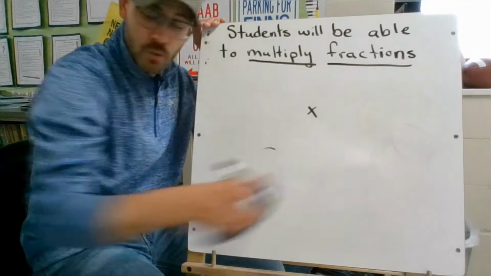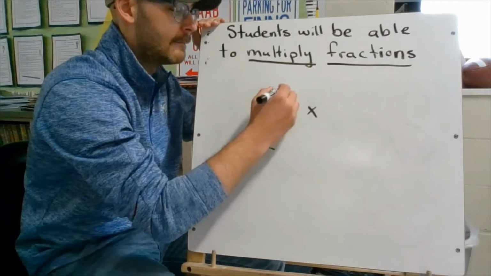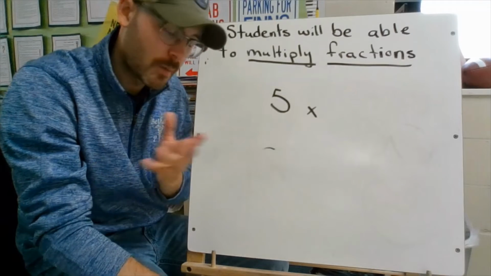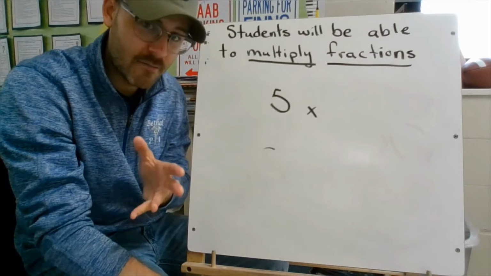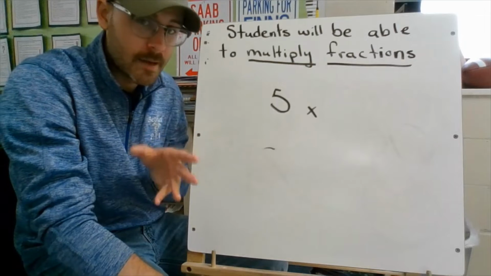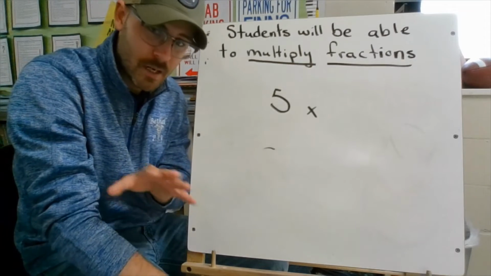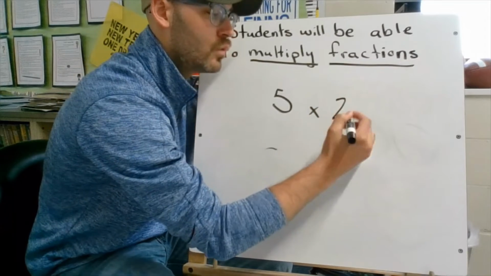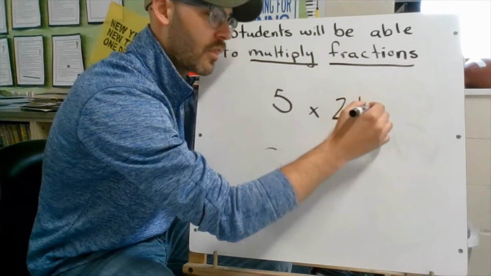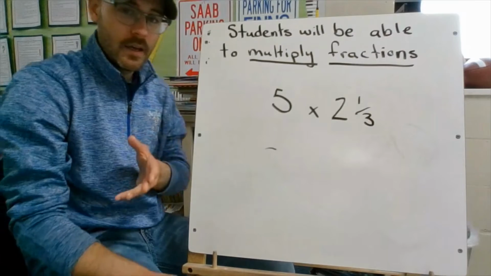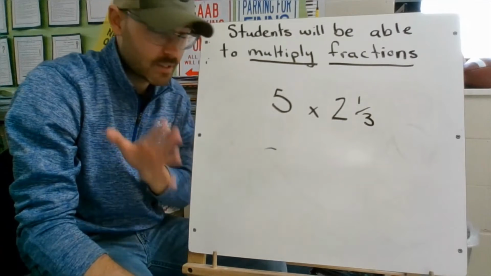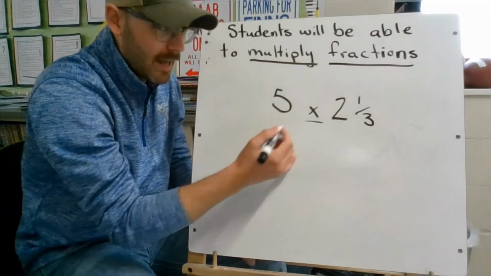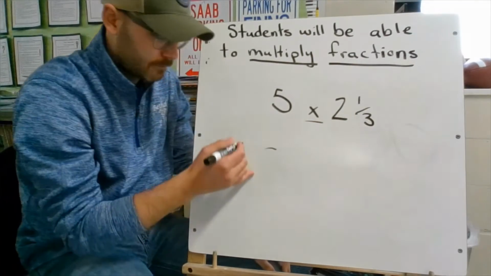For example, here's a whole number. Let's try 5. And this time, instead of just doing a fraction, I'm going to do a mixed number. And it's not much more complicated. 5, and I'm going to multiply that by 2 and 1/3. Take it a step at a time. Once again, this is the groups of symbol. So I know I'm going to have 5 groups of 2 and 1/3.